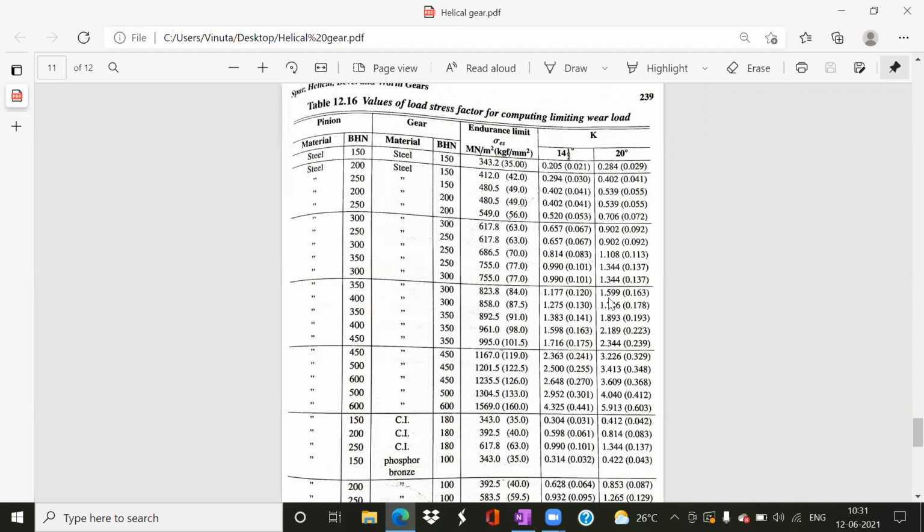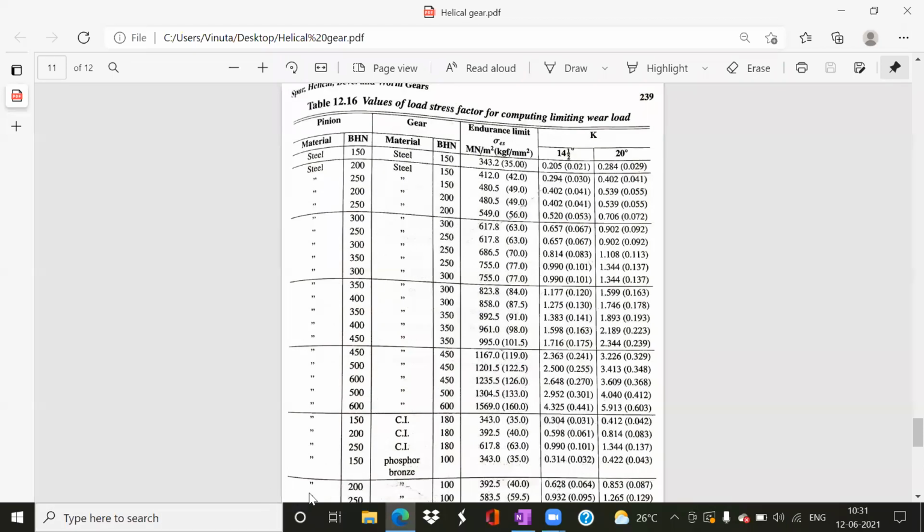No, sir, it is not available. That means you have to take the next value, that is 1.599. According to that, you have to cross verify the pinion and the gear materials. Both are made of steel, which means I can take 1.599. All of you getting this?